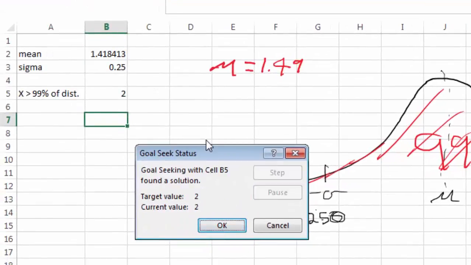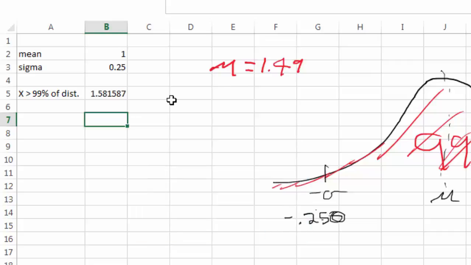And look at that. Did you see that? How awesome it was? Excel dialed it in exactly for us. 1.418. That's actually much more accurate than I was able to do by kind of guessing at my z-score when I only had 2 decimal places to work with. Right? I'll walk you through that again in case you missed it.